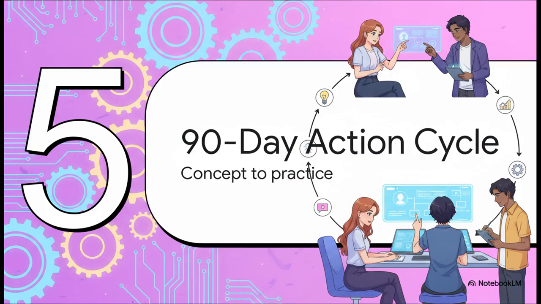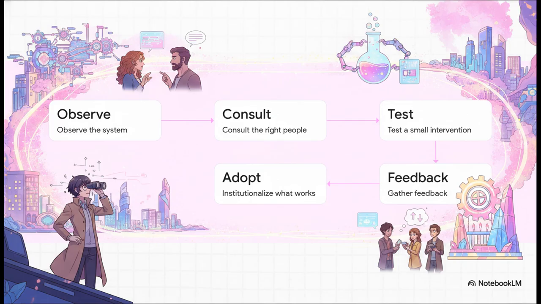Finally, Section 5, the 90-day action cycle, taking this from concept to practice. Let's apply this right to your actual desk. System impact doesn't happen with one grand memo or a single training session. It requires a disciplined, cyclical approach to reduce friction over time. First, observe the system. Second, consult the right people. Third, test a small intervention. Don't overhaul everything at once. Fourth, gather feedback. And fifth, only then do you institutionalize what actually works.